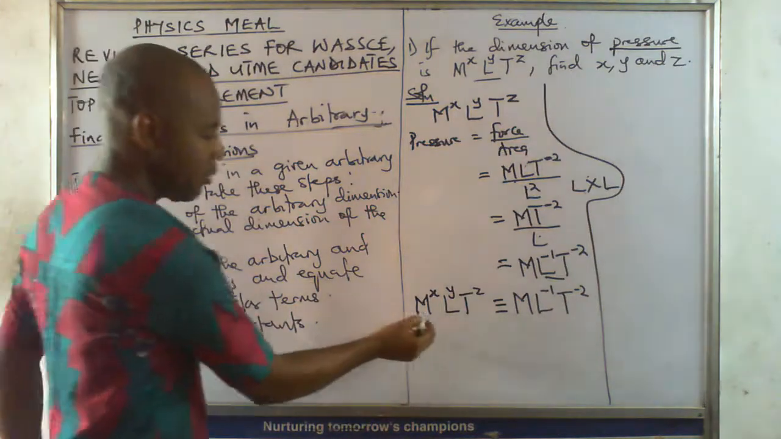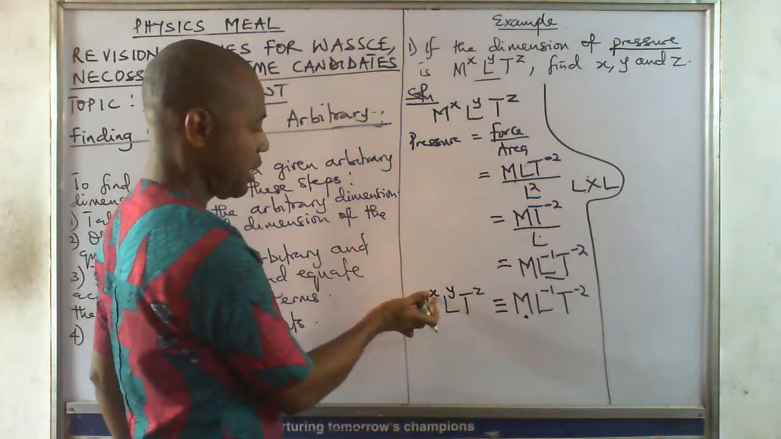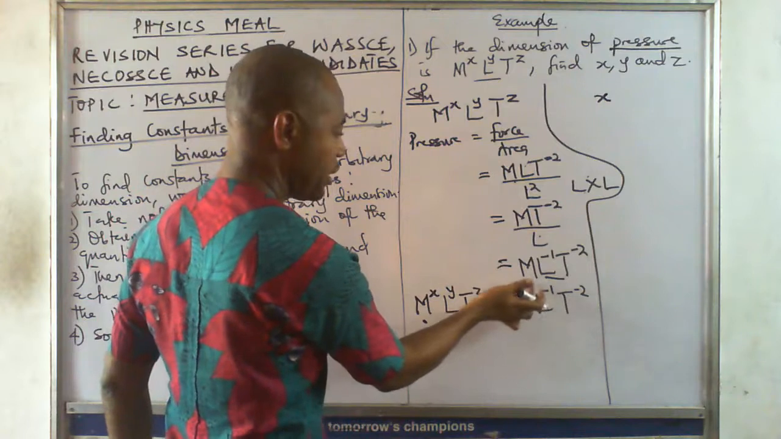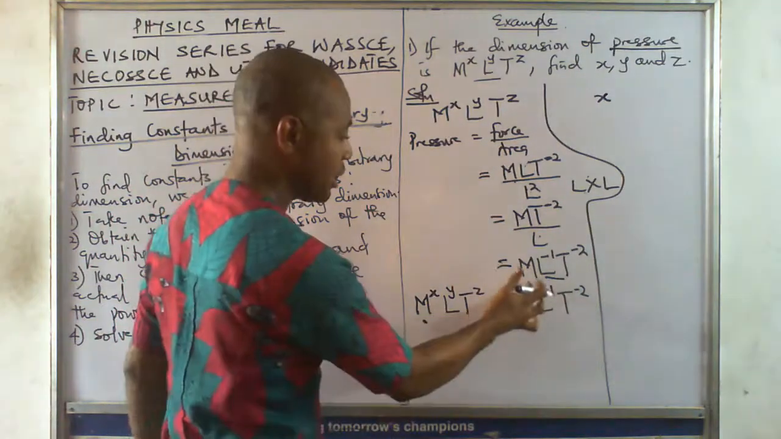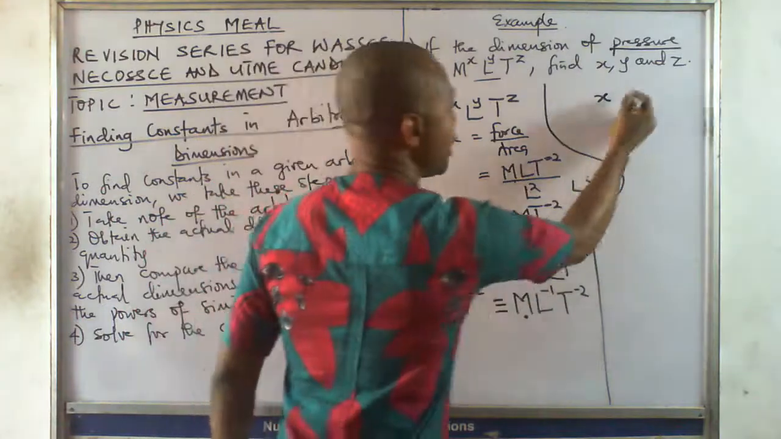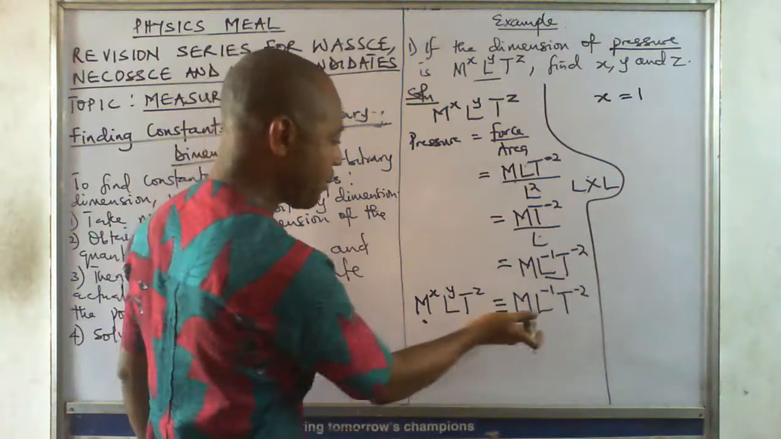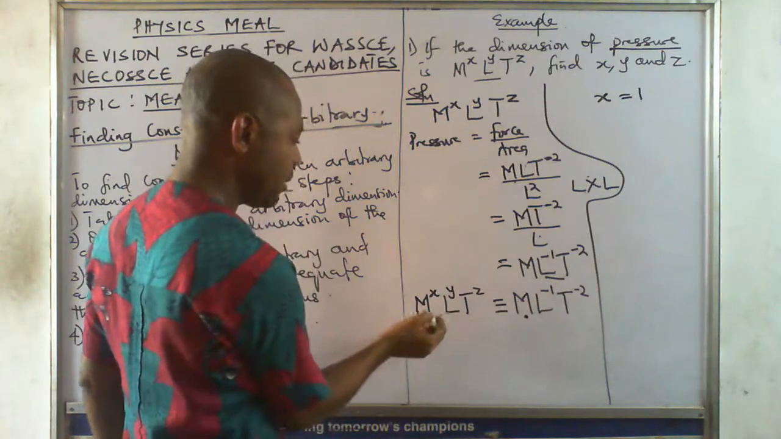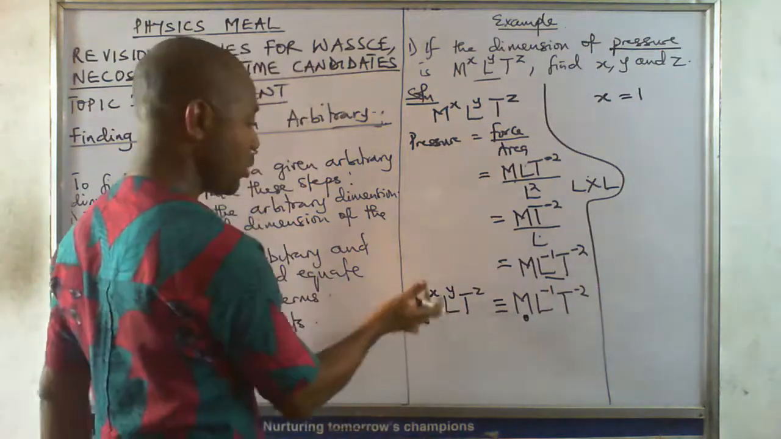Okay, here we have M, here we have M. What's the power of M here? It is x. And what's the power of M here? It is 1, because when we have a term and there is no visible power there, that power is 1. So it means that x is 1. Right, so we are comparing this and this, equating the power of similar terms. This term and this term are like terms. So we equate their power.